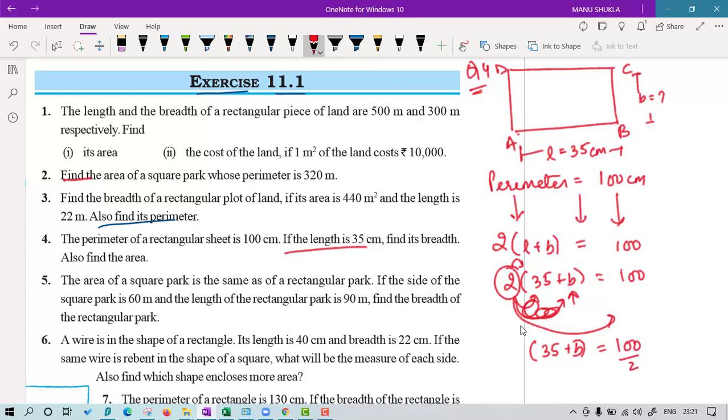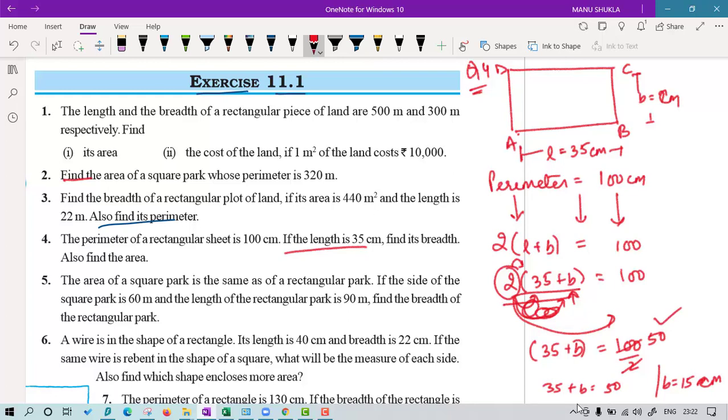So it gives you 50. So 35 plus B equal to 50. And the answer is B equal to how much? 50 minus 35, that is 15 meters. Sorry, centimeter. Again I am telling you, in this step you could have opened the bracket first and then also if you have solved you would have got the same answer, and this way also you got the same answer. Okay, so breadth we have got as 15 centimeter.